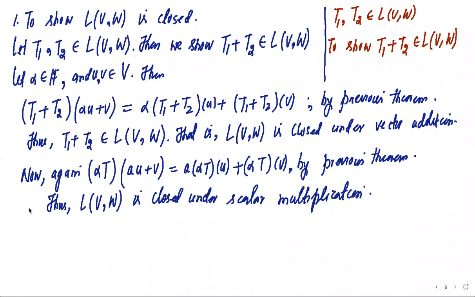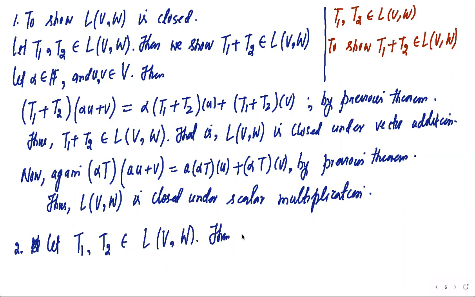Now the next property is we will show that this is commutative. वैसे commutative लास्ट में दिखाते हैं, तो हम पहले भी दिखा सकते हैं क्योंकि इसमें कोई मसला नहीं है. So now first let's show it is commutative, then associative. Now let T1, T2 belongs to L of VW. Then T1 plus T2 हमें दिखाना होगा is equal to T2 plus T1.